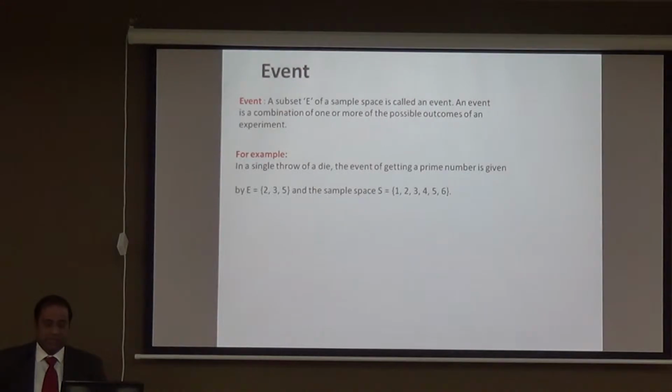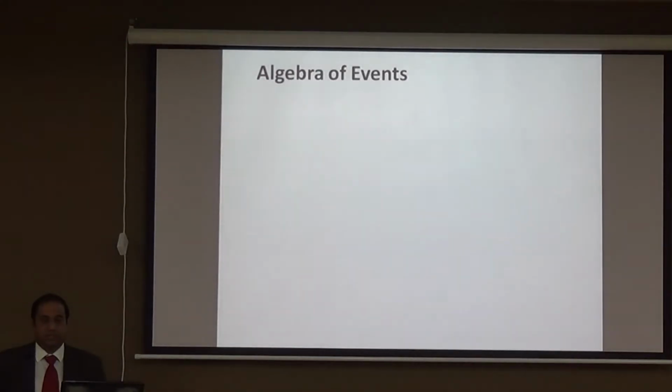For example, in a single throw of a die, the event of getting a prime number is given by E = {2, 3, 5}. And the sample space will be from 1 to 6, all the elements will come. So easily we can say that E is a subset of S. That is, event is the subset of sample space.